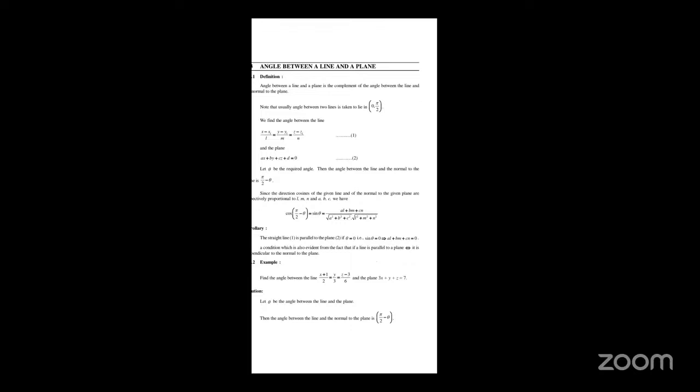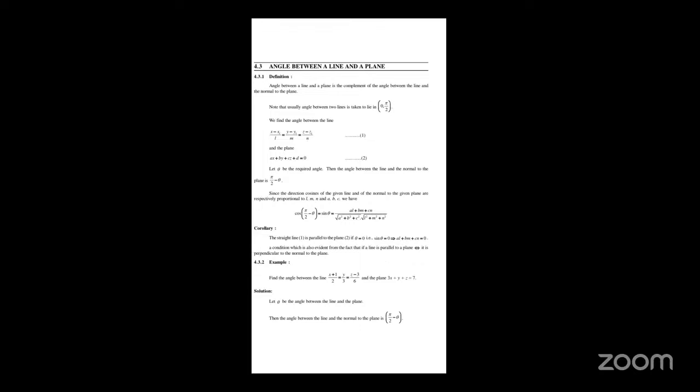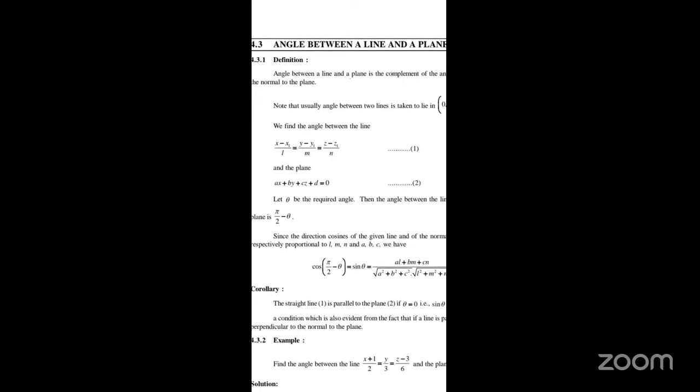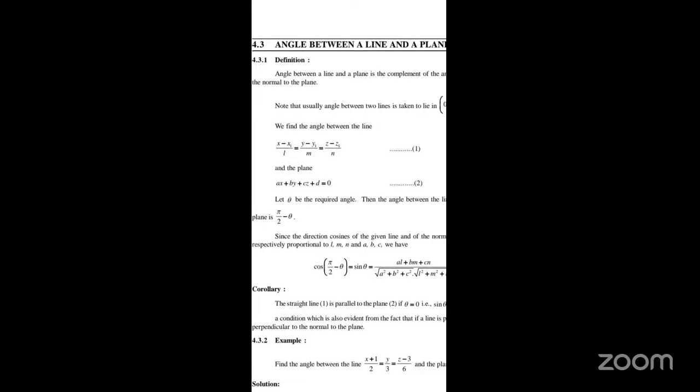And next one, see this one, angle between a line and a plane. This is also one of the important ones. We already know the angle between any two planes or any two lines: cos theta equal to (a1 a2 plus b1 b2 plus c1 c2) by root of sigma a1 square into root of sigma a2 square. But here, what is the line given? The line in normal form means (x minus x1) by L equal to (y minus y1) by M equal to (z minus z1) by N. Say that is the first equation.